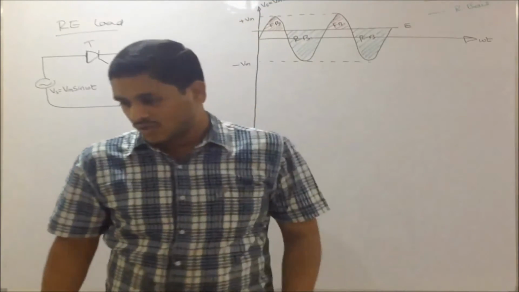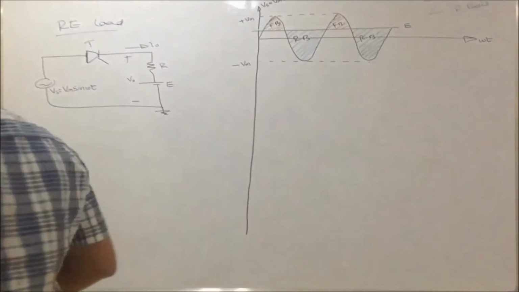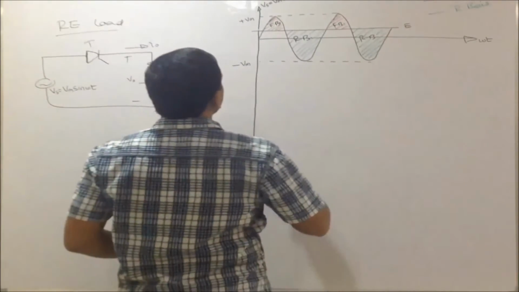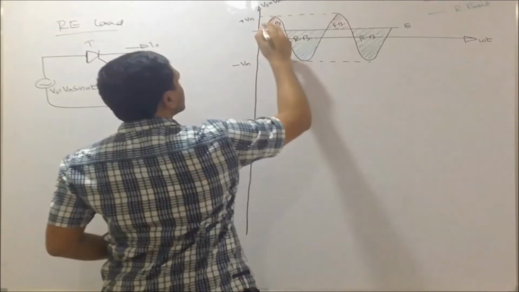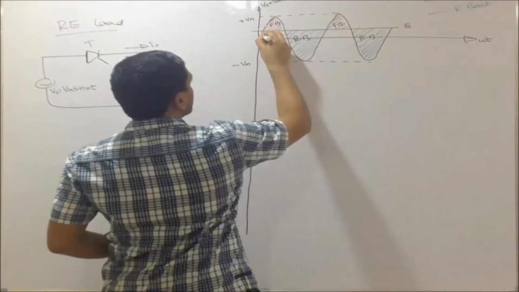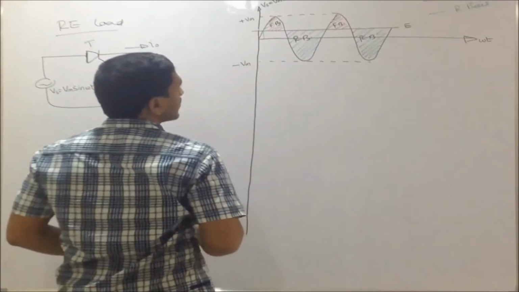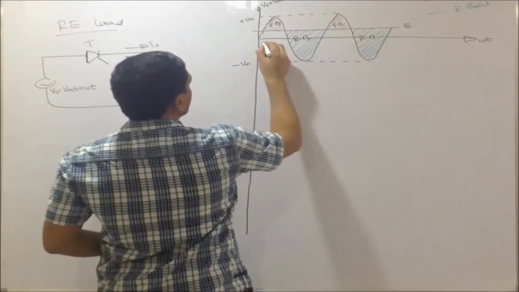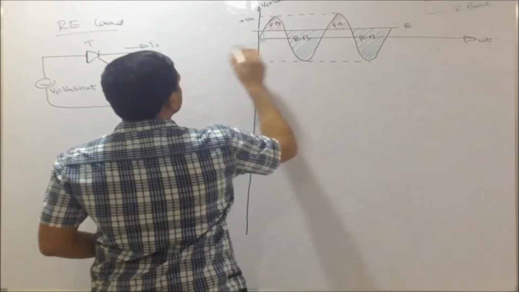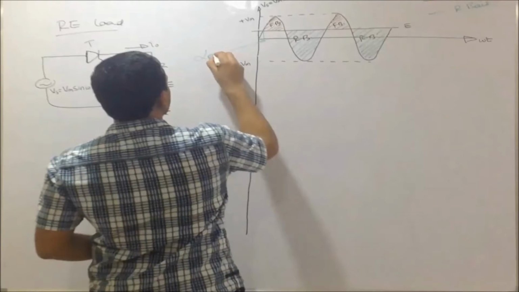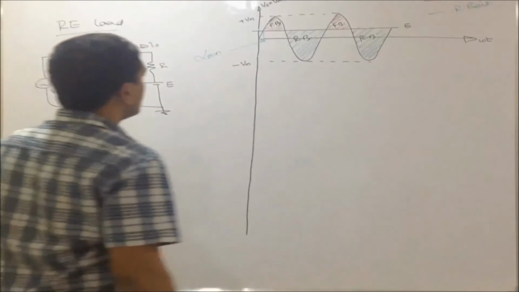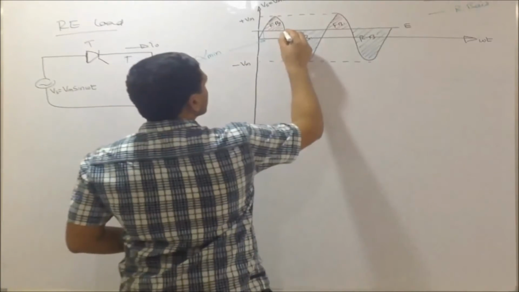That's all. So, what is the minimum firing angle? The minimum firing angle is the point where Vm into sin omega t exactly equals my E. So this is the minimum firing angle, alpha minimum, I say. What is the maximum firing angle? The maximum firing angle corresponds to this point.